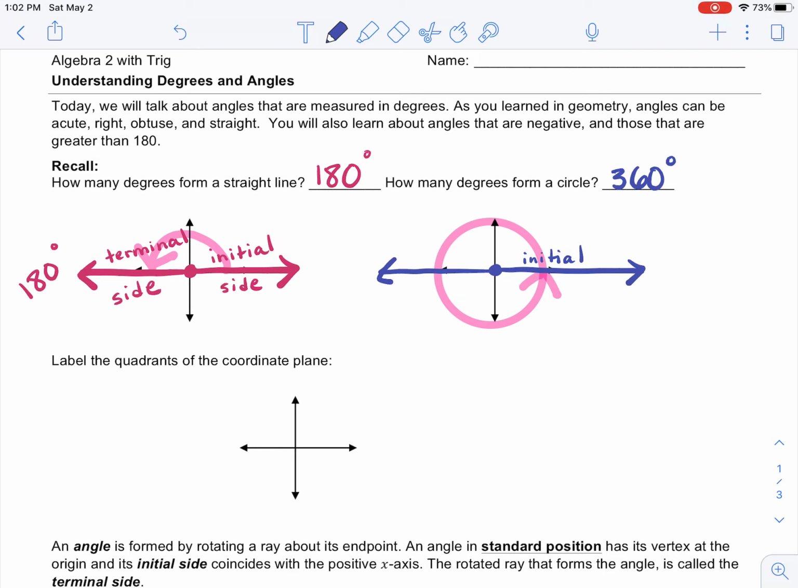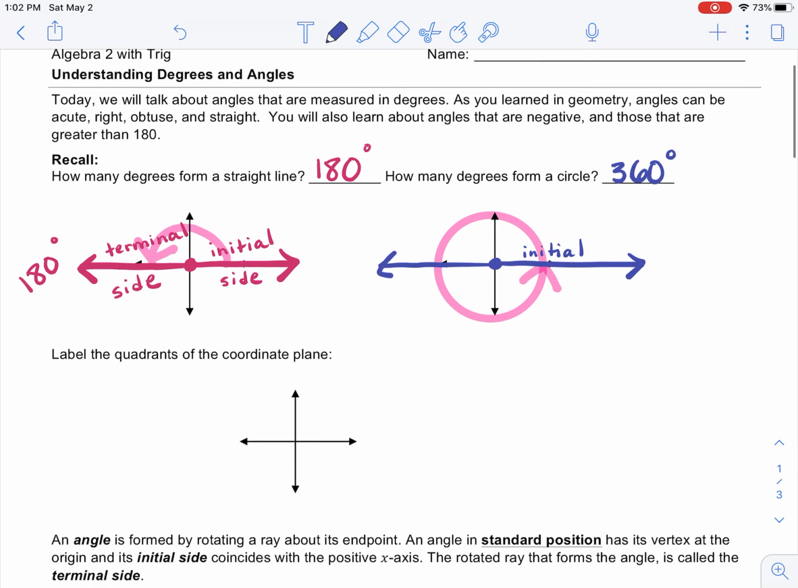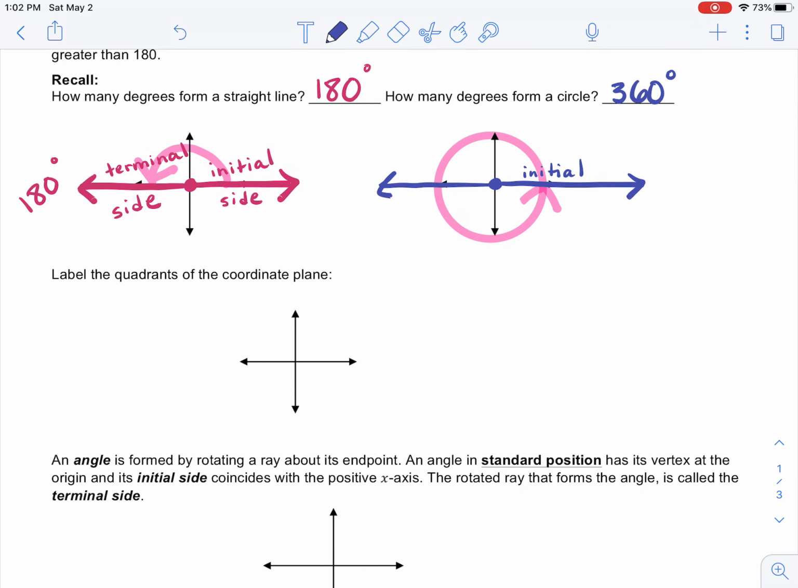Okay, and so these measures are going to help us to think about how to draw angles in the coordinate plane and how to divide the coordinate plane up so that we can figure out where a particular angle measure lies.